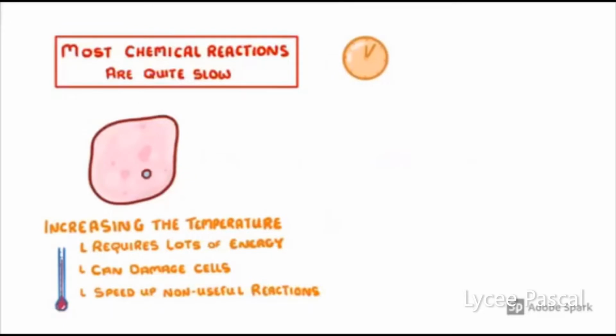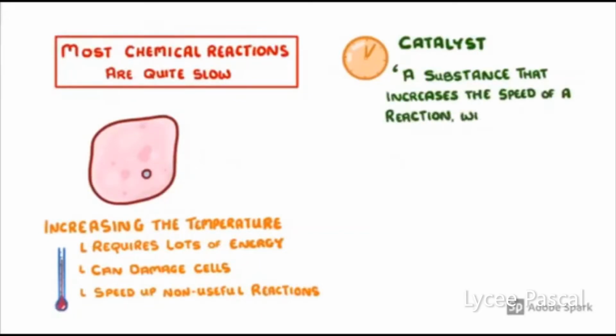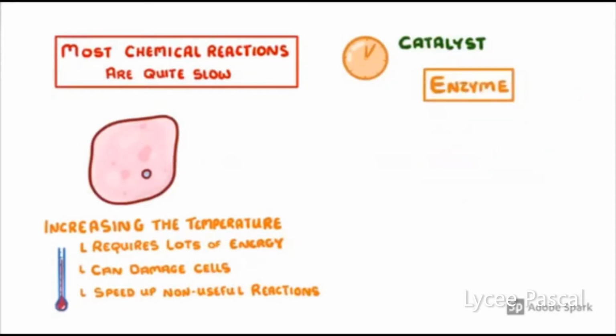The best way to increase a chemical reaction is with a catalyst. We can define a catalyst as a substance that increases the speed of a reaction without being changed or used. Enzymes are biological catalysts. It means that they are large proteins. Proteins are a chain of amino acids.